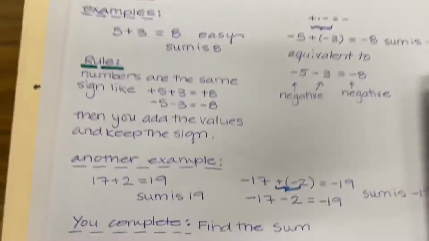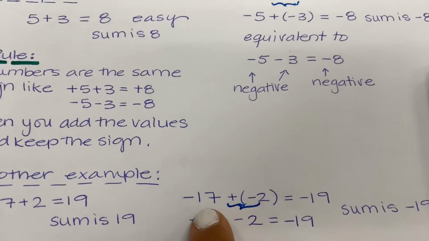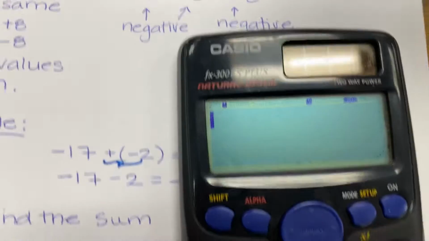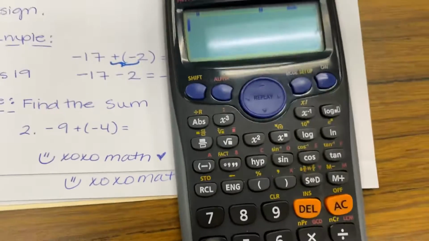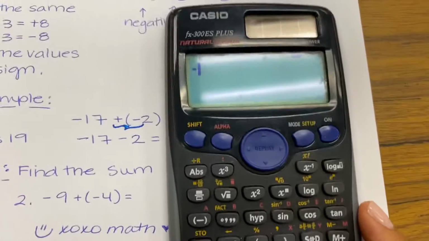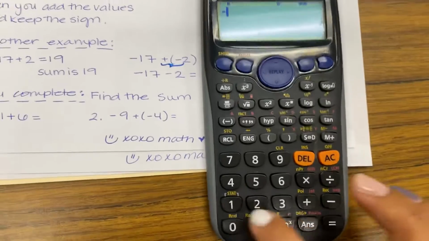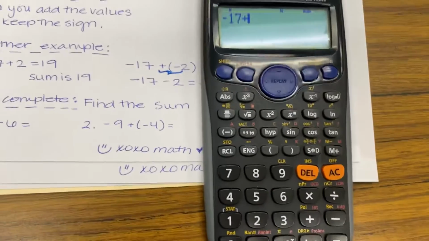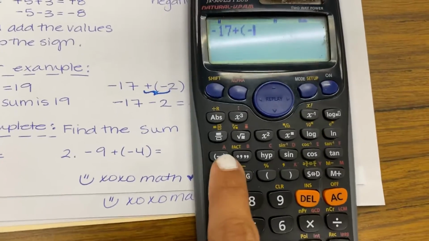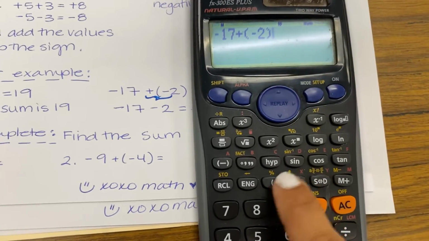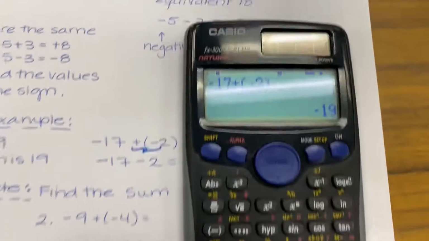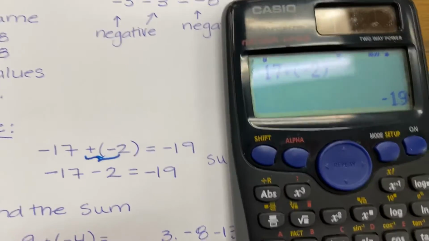You already knew that. As far as your negatives, like negative 17 plus negative 2, how do I type that? What you see is what you type. My negative button is this right here. If you use the subtraction button, you'll get an error. So negative 17 plus parenthesis, negative, not subtraction, negative 2, close the parentheses. These are your parentheses. Hit the equal sign, and there is my negative 19.